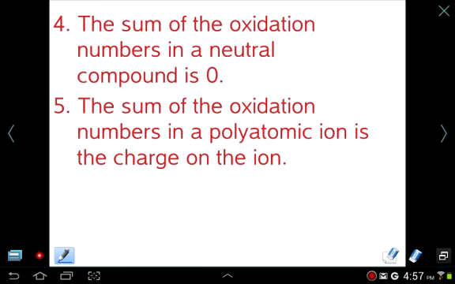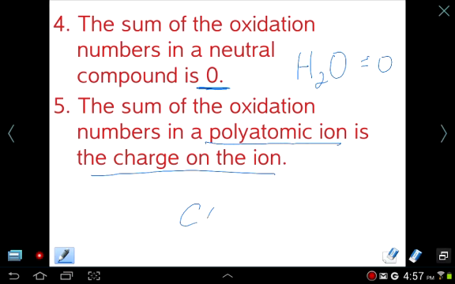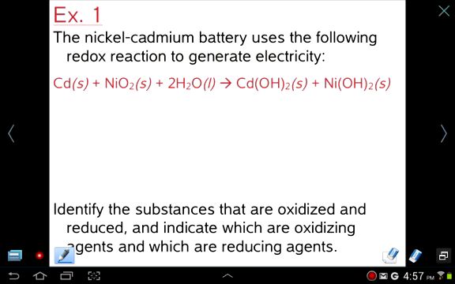The sum of the oxidation numbers in a neutral compound is always 0. So this means in water, the total of the two hydrogens and of the one oxygen equals 0. And so we can account for both the hydrogen and the oxygen from the sum. And then the sum of the oxidation numbers in a polyatomic ion is the charge on the ion. So for example, carbonate, both the carbon and 3 oxygens have a total sum of charge of -2. That's kind of the idea. Okay, why don't we apply this concept in a problem.